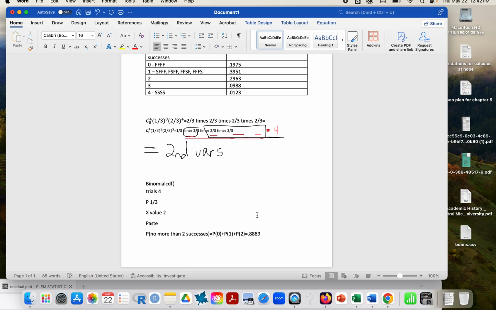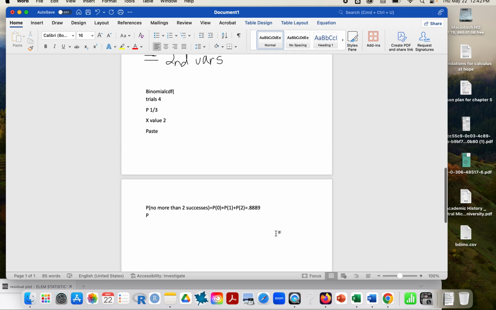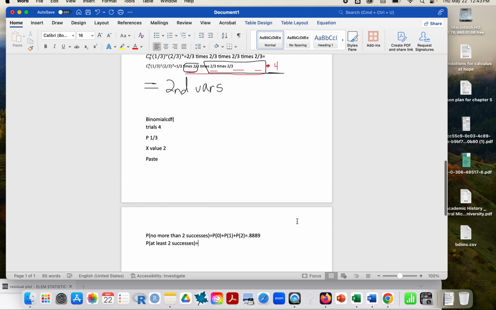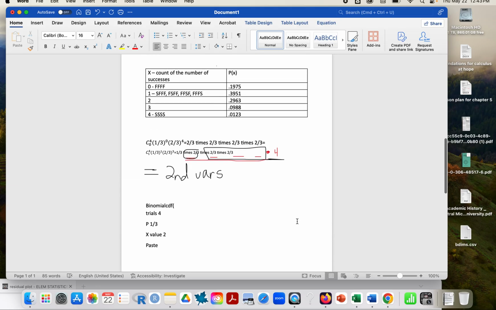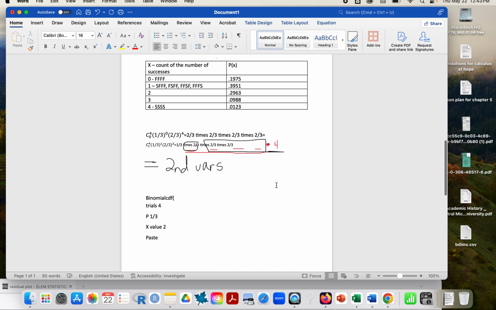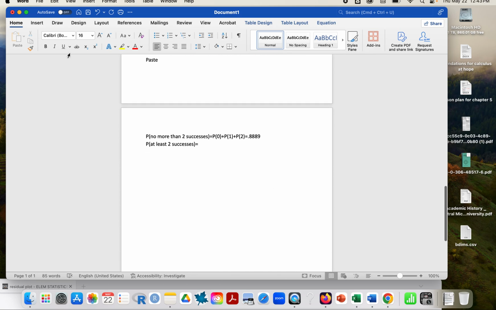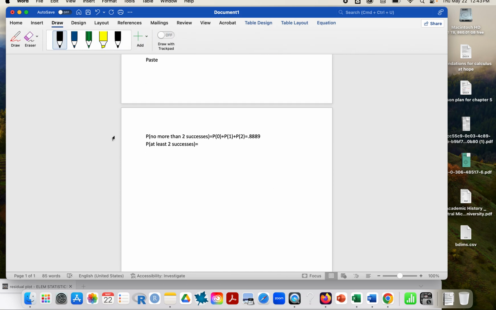Now, sometimes they'll ask a question like the following. What if they say the probability of at least 2 successes? Well, that can still be done with this, but it's a little bit of a trick. So what we're going to do is I'm going to write this out. I'm going to draw this, and it helps if you actually visualize it.